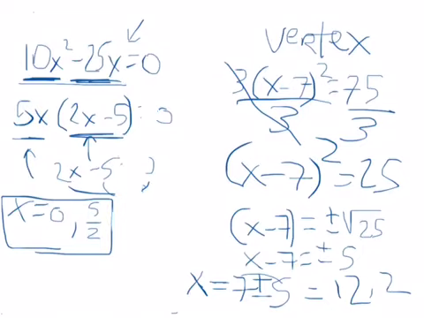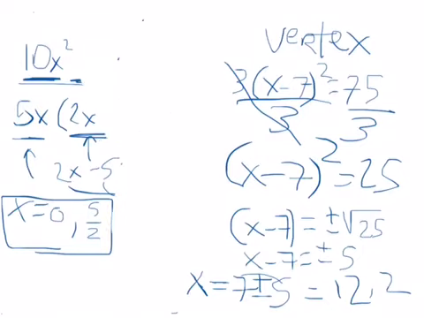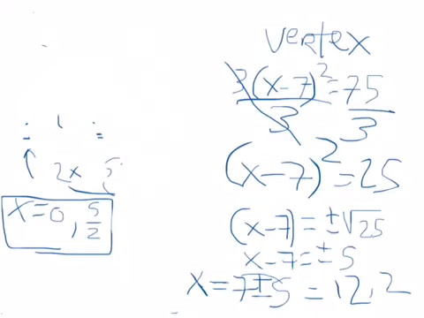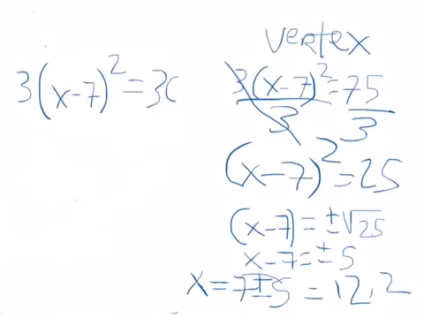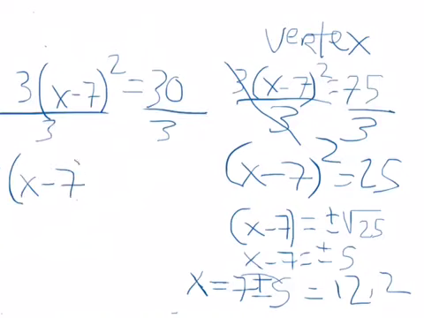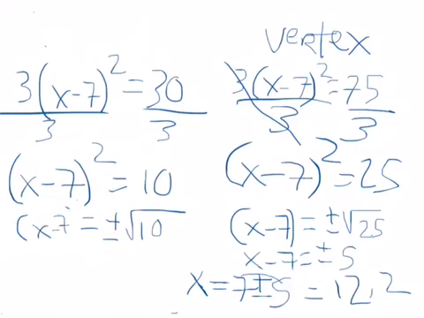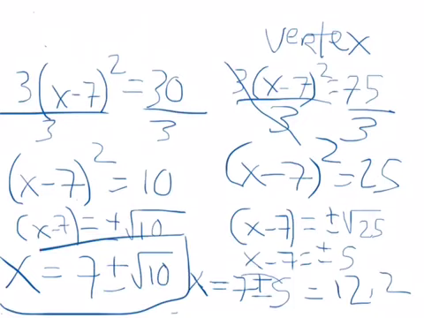Let me do one other thing with vertex form as well. This one worked out really nice because the square root of 25 is 5. But it doesn't necessarily have to always happen. Like my original problem could have been 3 times (x minus 7) squared equals 30. I'm going to go through the same steps, divide both sides by that 3. (x minus 7) squared equals 10. Now when I square root, I end up with plus or minus the square root of 10. x minus 7. Add 7 to both sides. 7 plus or minus the square root of 10. And there's my answers.